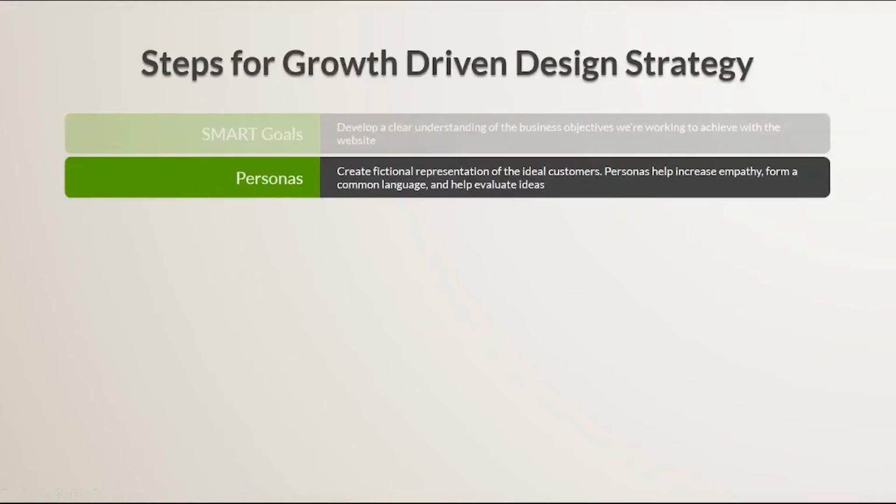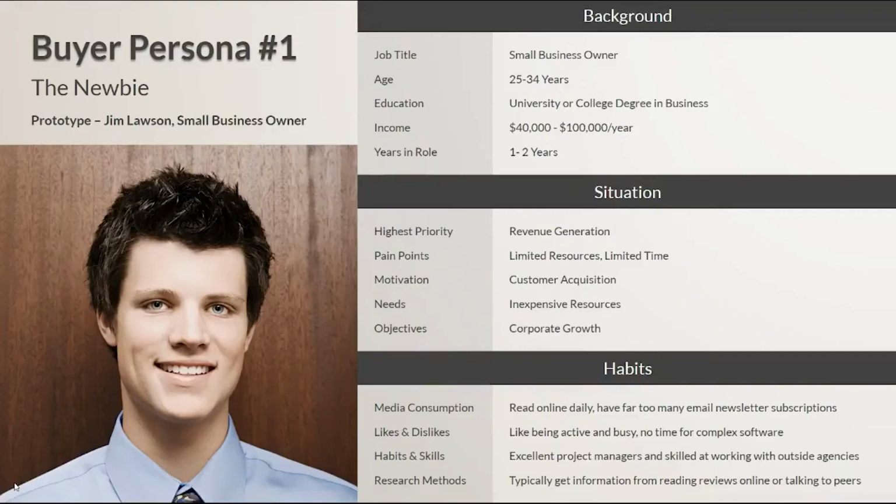Next, we develop your buyer personas. These are fictional representations of your ideal profitable customer. There are many tools available to help you develop your buyer personas, but the key is to make sure we clearly define your target audience. Who are we trying to engage on the website?